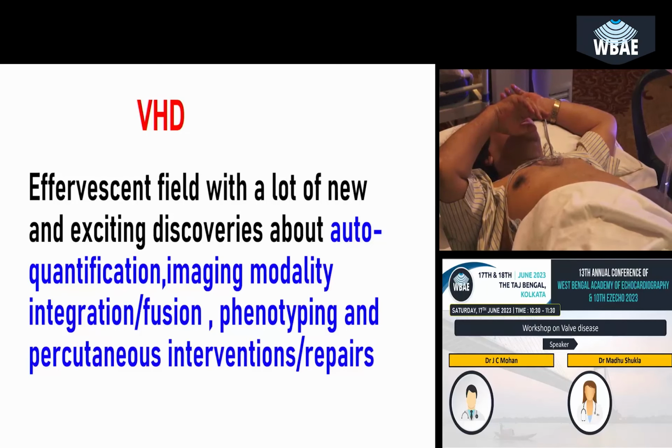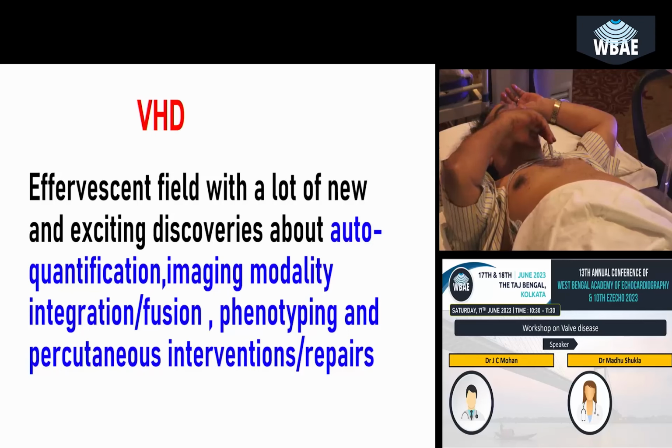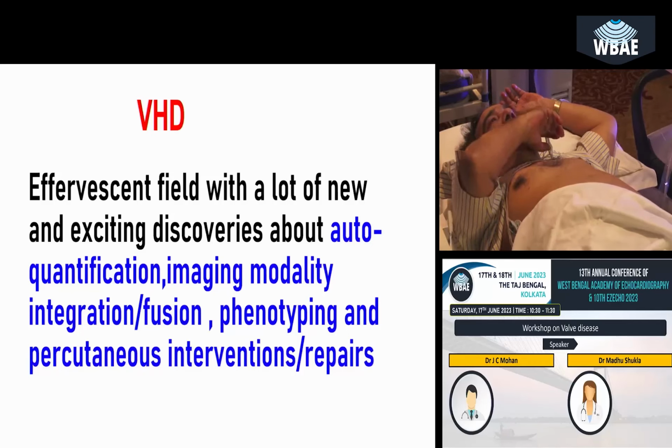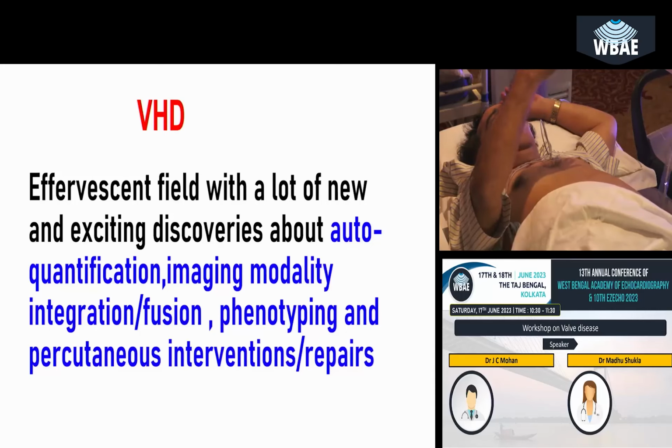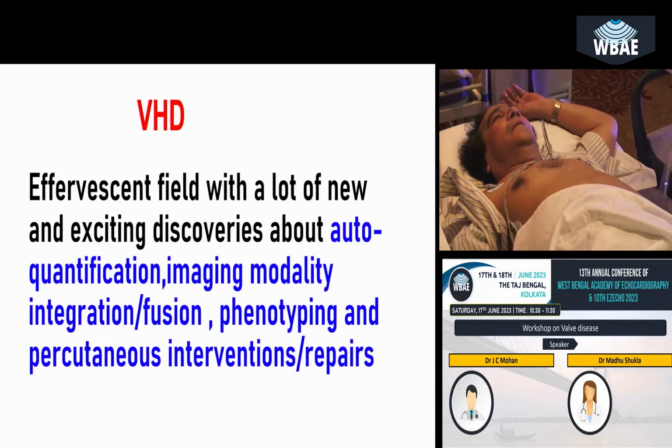With a lot of new and exciting discoveries about auto-quantification by echocardiography, imaging modality integration, fusion imaging, which now is there with fluoroscopy, with CT and MRI, and more of that is being shown and being published. Phenotyping of valvular heart disease can be done by artificial intelligence, where you can actually feed the DICOM data of the echo plus the medical records, and you can get a phenotype, and of course, the need for percutaneous interventions and repairs, and not to mention the fact that 3D printing is playing a big role in evaluation of valvular heart disease and its management. With those words, we would like to go on with the case.